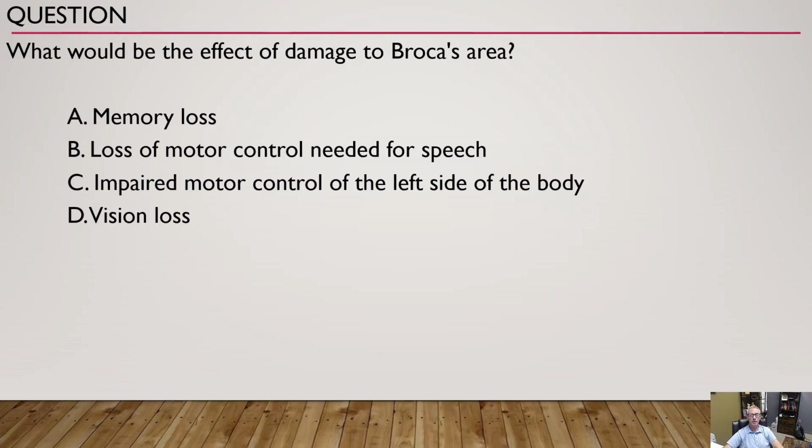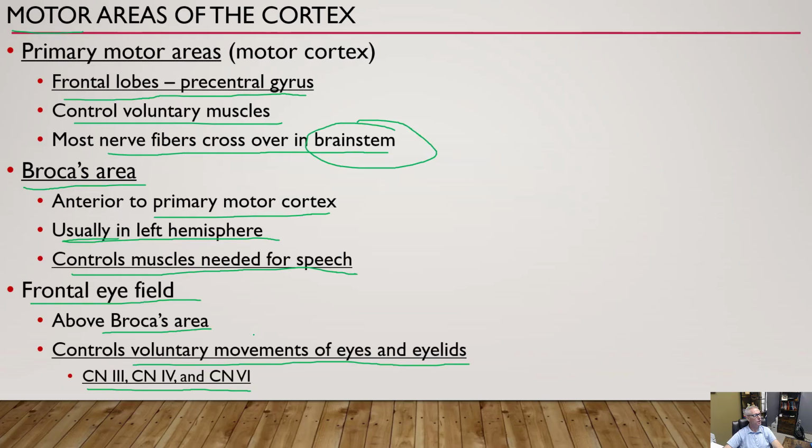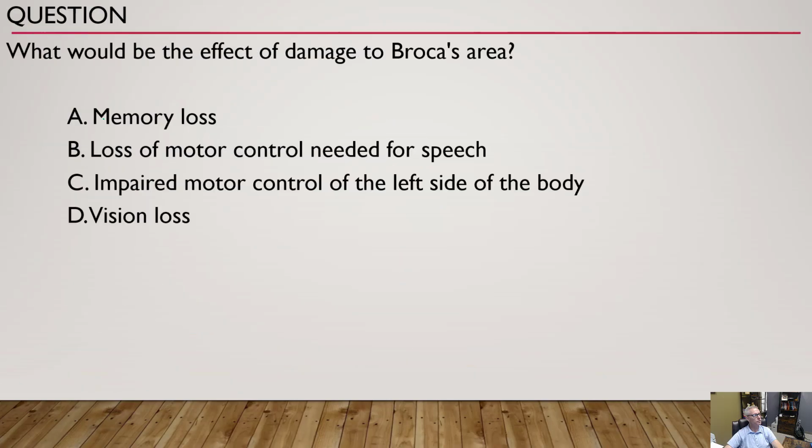All right, so Broca's area, damage to Broca's area. What's going to happen? Well, first, what does Broca's area do? Controls muscles needed for speech. So, not memory loss. Loss of motor control needed for speech. Impaired motor control for the left-sided body, vision loss. So that's going to be our answer.